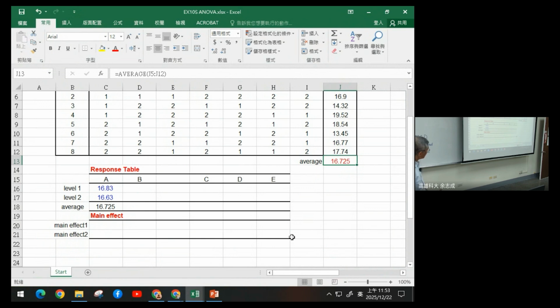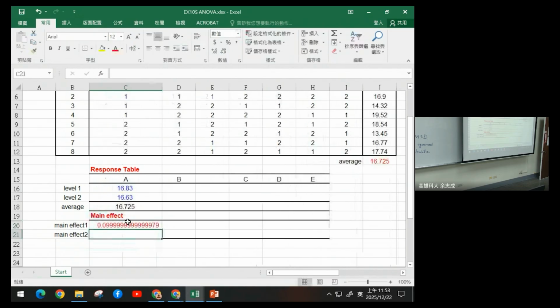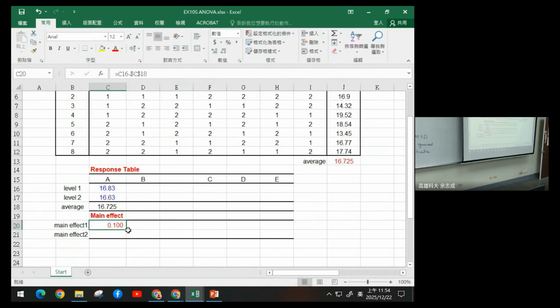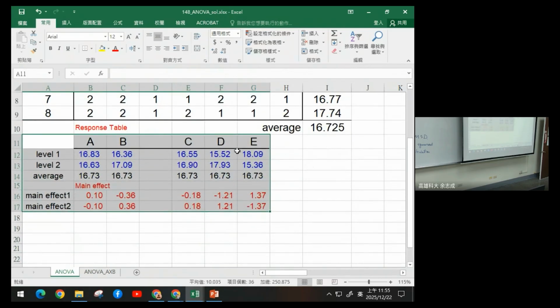You can follow a similar way to finish all the response tables. Once you finish the response table, you will be able to find out the main effect for A1, A2. Here, the main effect of A1 will be equal to the average output minus the total average. Total average, let's put it here, let's fix it. So this is A1, same thing, A2. You can do the same thing for A, B, C, D, E, then you can get all the main effects. I believe this should be the answer you get.